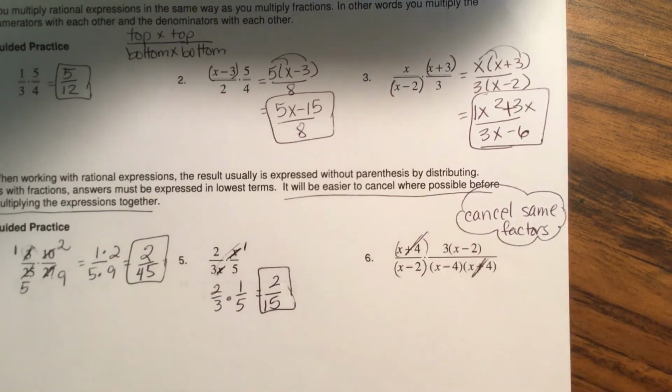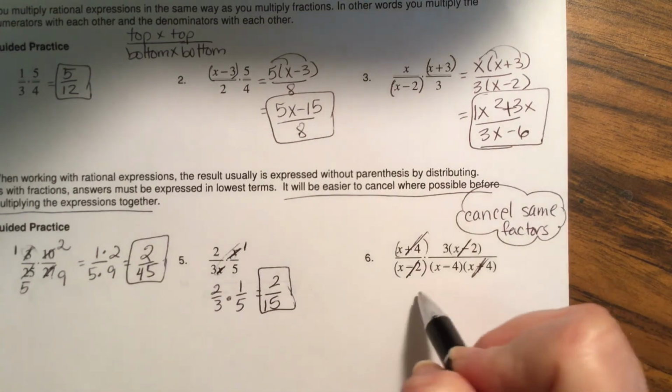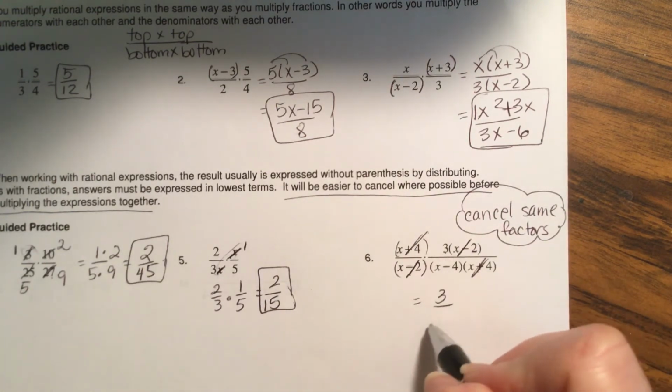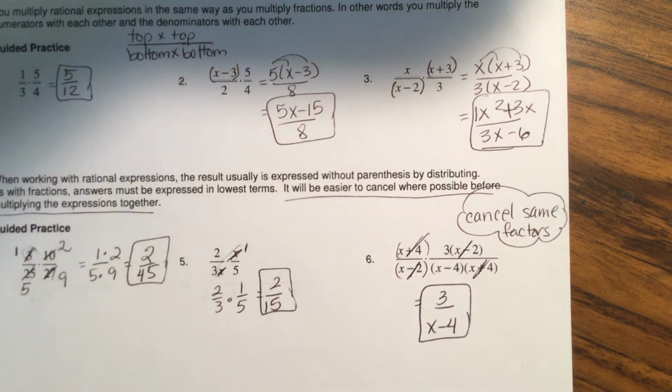So we're going to cancel the x plus 4s. We're going to cancel the x minus 2s. And we're left with a 3 on top and an x minus 4 on bottom. That's all that we can do with that. It's simplified.